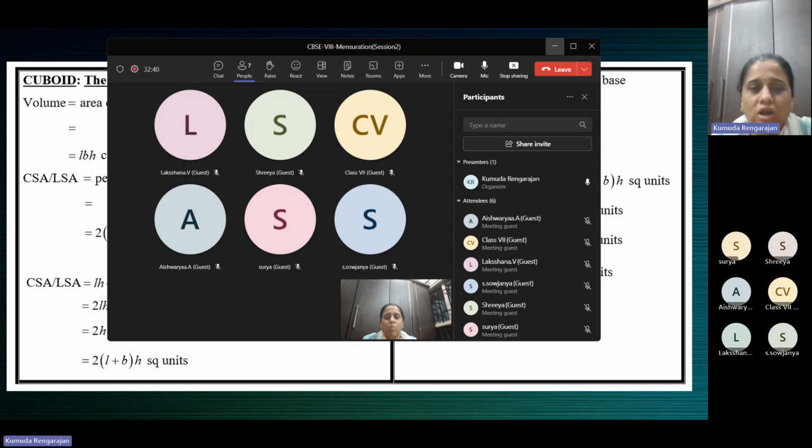So volume of a cuboid. So volume is area of the uniform cross section into height. Volume is equal to.